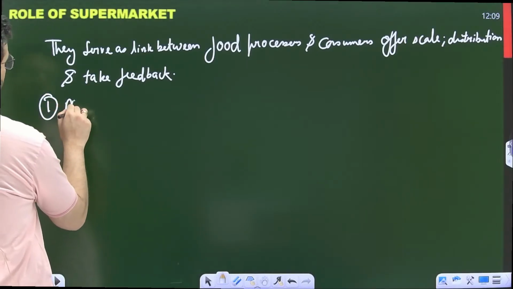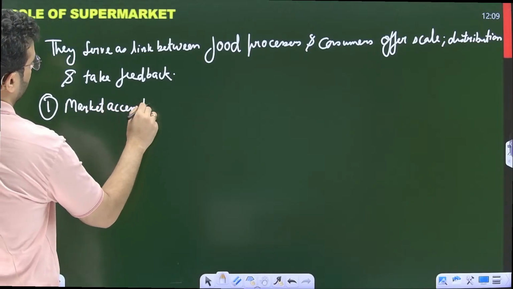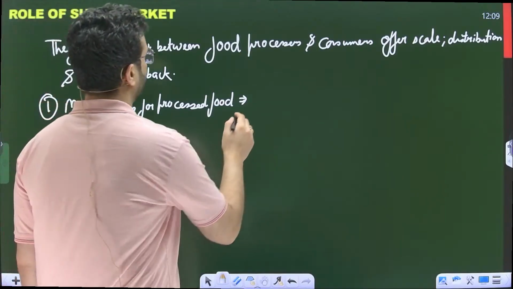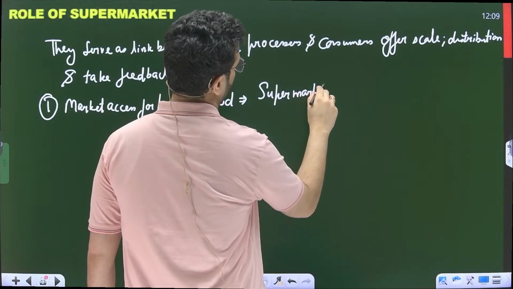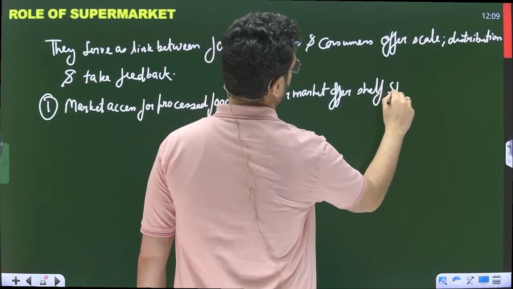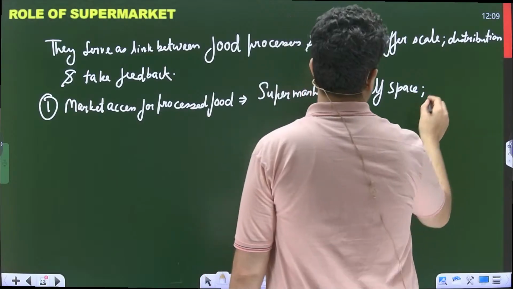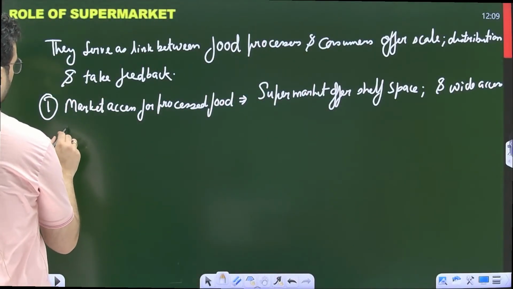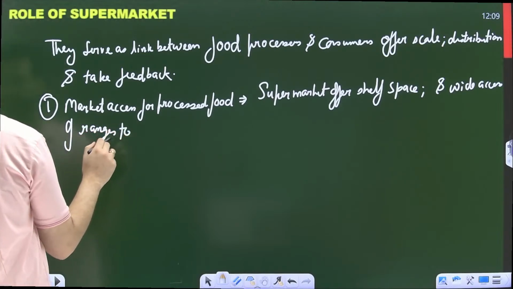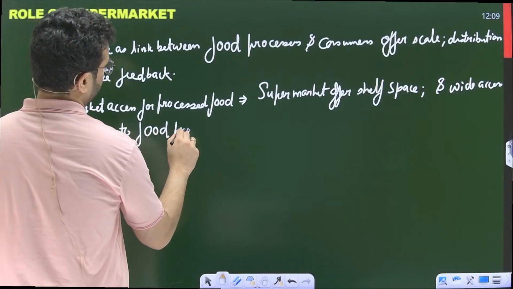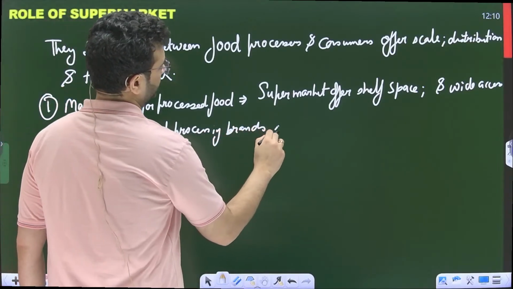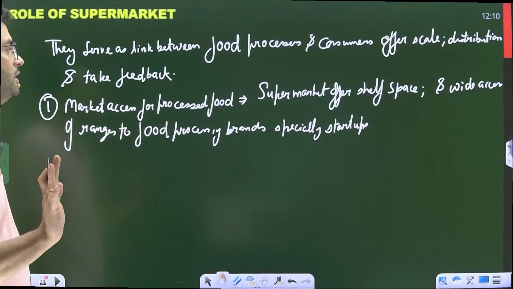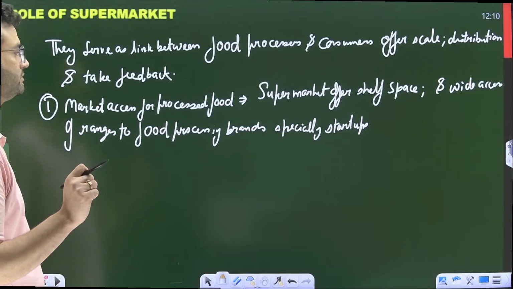So how will they work? First is market access for processed food. Supermarkets offer shelf space and wide access of ranges to food processing brands, especially the startups.